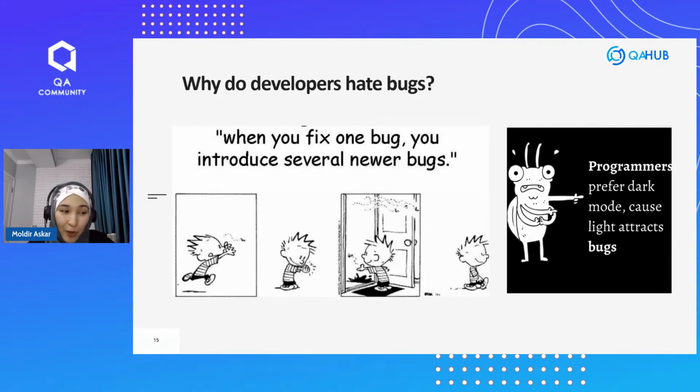After we write the bug report, we need to set the status: fixed, closed, or rejected. For example, programmers usually don't like bugs and don't want to fix them. One cause is that when you fix one bug, you introduce several new bugs. It's a real situation in life.